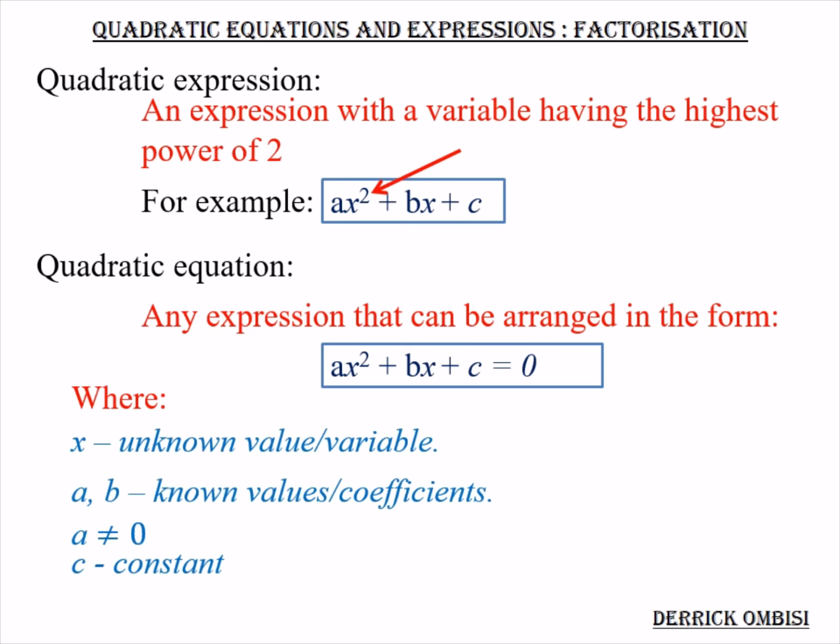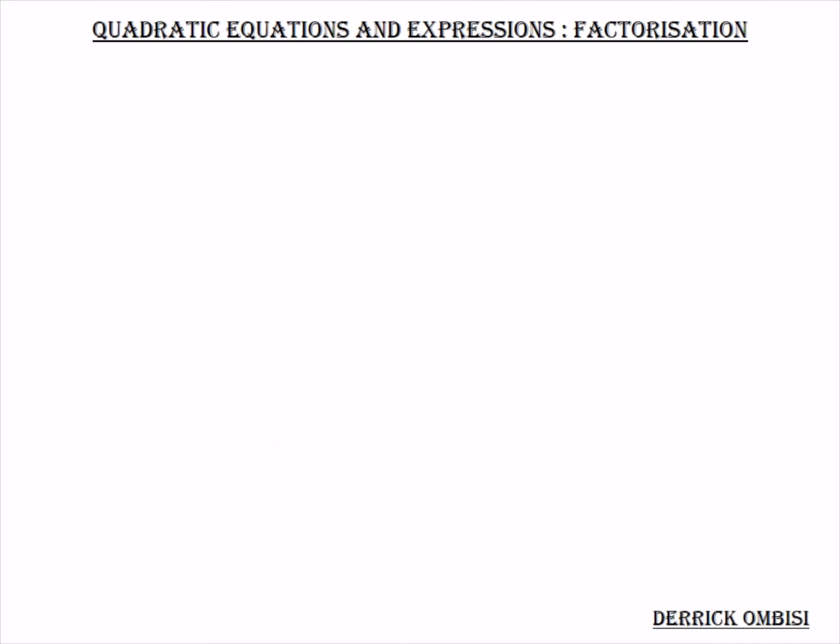Now, let us look at the concept of factorization. How do we carry out factorization on quadratic equations? Now, given any quadratic equation, ax squared plus bx plus c equals to 0, note that not all the time it is equal to 0. It can be equal to 1, equal to 3, whichever way it is presented, you have to express it so that the quadratic equation must equal to 0 for you to carry out factorization.